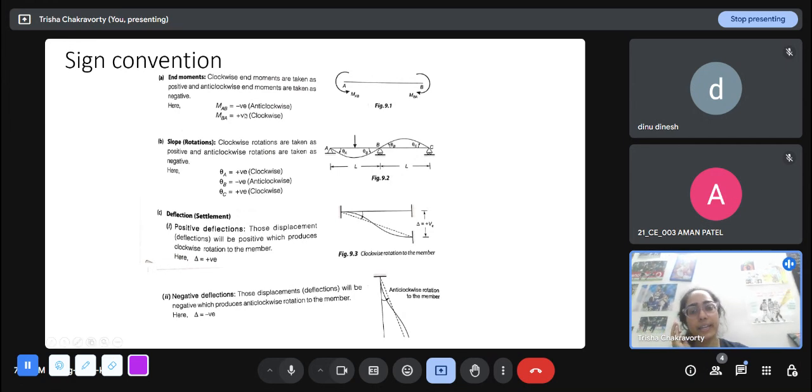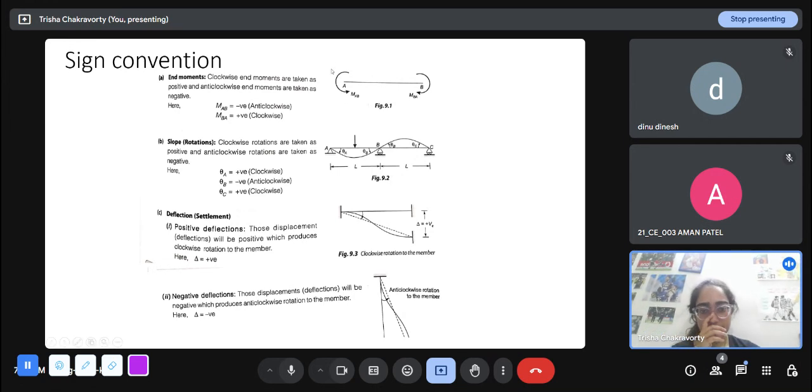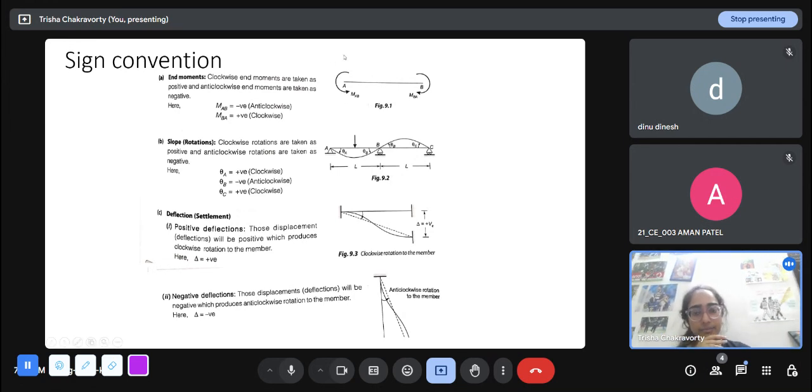So MAB here is negative, since it's anti-clockwise, and MBA is clockwise, so it's positive. For slopes or rotations, clockwise rotations are taken as positive and anti-clockwise rotations are taken as negative. So theta A here is clockwise, so it's positive. Theta B is anti-clockwise. At this end, the sense remains the same: anti-clockwise, it's negative, and theta C is again positive.